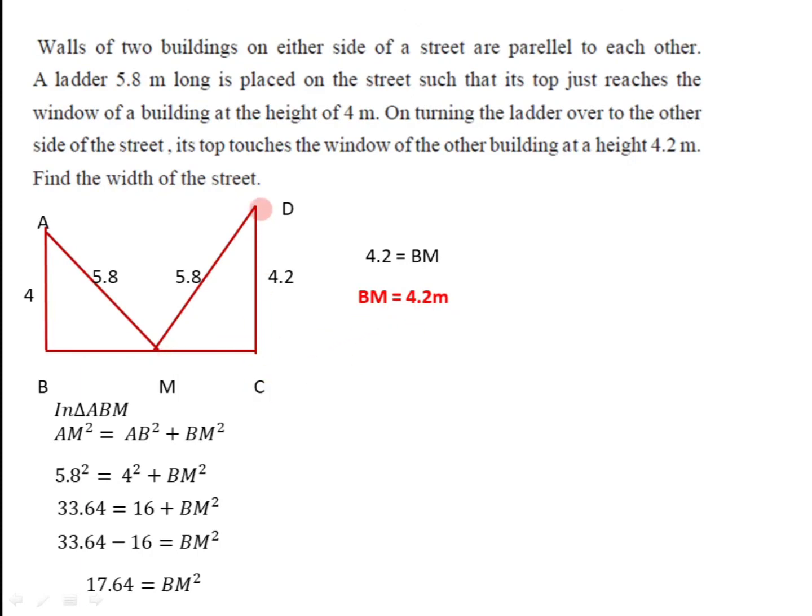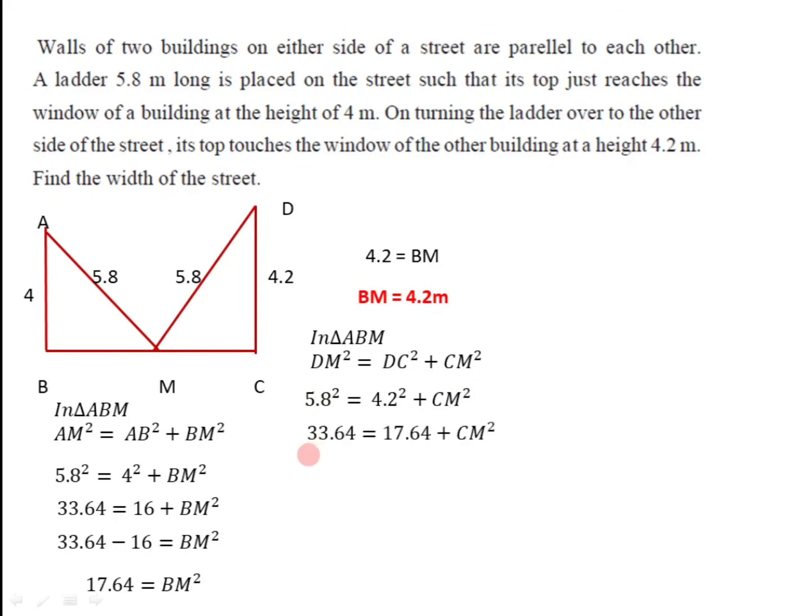In the same way, we have another triangle DCM, which is also a right angle triangle, because as DC is a building, it must be perpendicular to the ground. That means this angle must be a right angle. And in this right angle triangle DCM, we can use the Pythagoras theorem. By that we have DM square is equal to DC square plus CM square. Now here the length of DM is also 5.8, that square is equal to DC, which is now 4.2 square, plus CM square. We have to find the length of CM here.